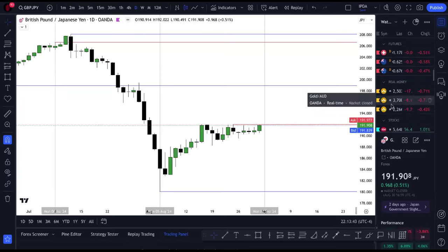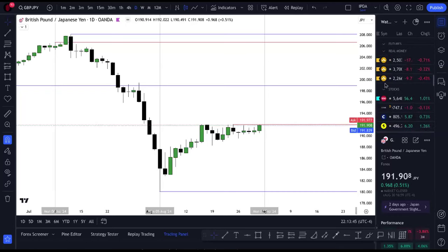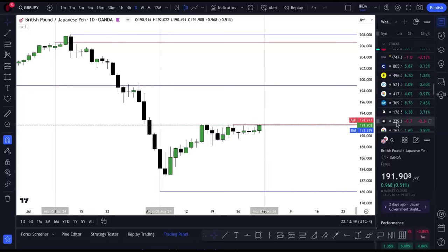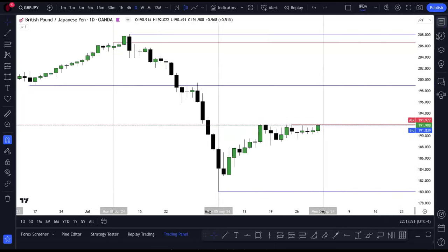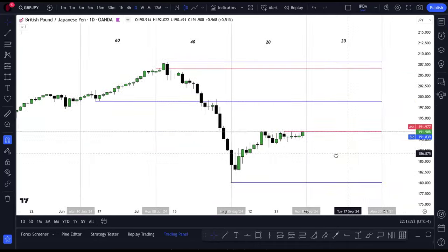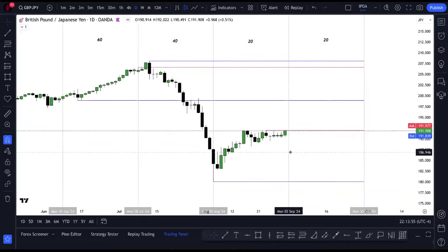We got gold versus Aussie. We got gold versus euro. We could have a lot more, but I thought these were the most important ones. And we got a couple of stocks and stuff. And that's it, right? Welcome to the end of August.